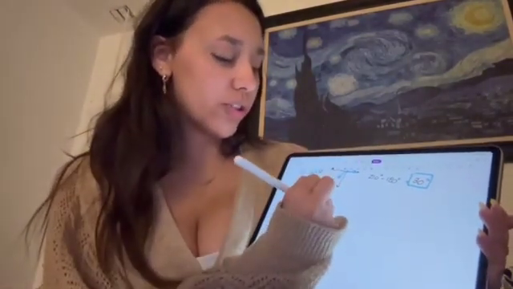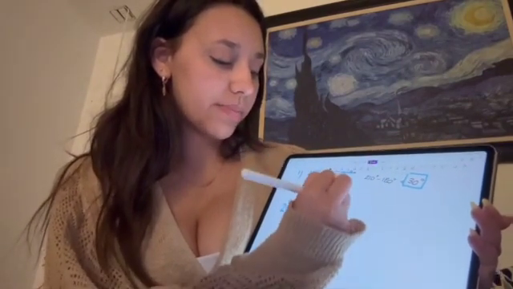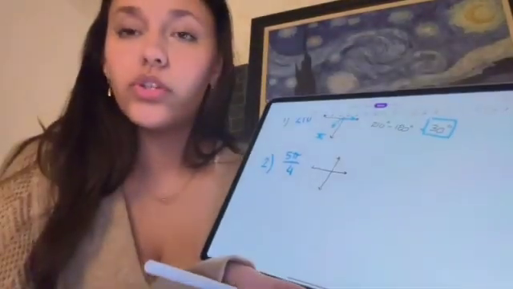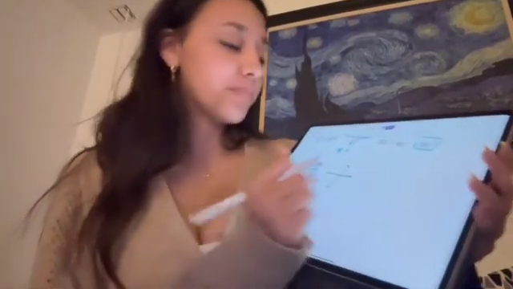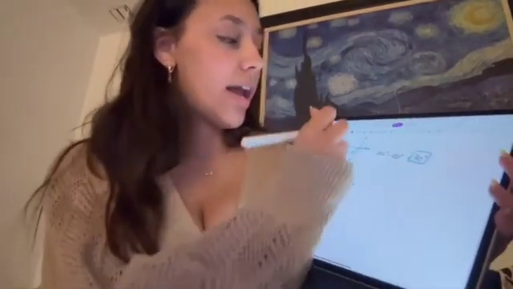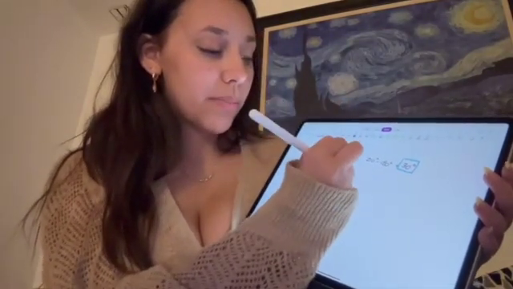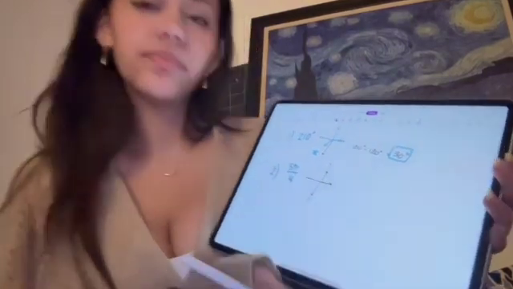Now let's move on to the second problem. Again, you're going to want to put your x and y coordinates. But as you can see here, it's not in degrees. This means that you have to use the formula to find radians. So if you remember the unit circle, you know that this part is pi over 2, and then this is 3 pi over 2.